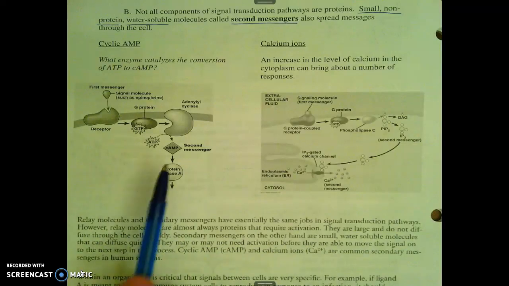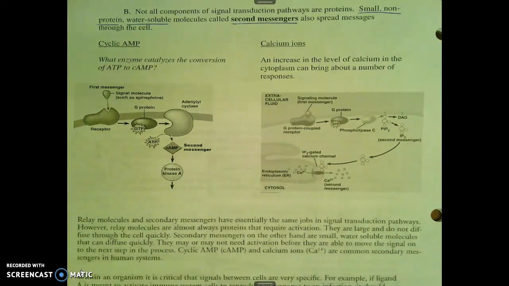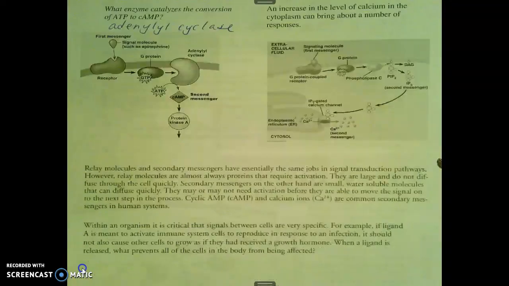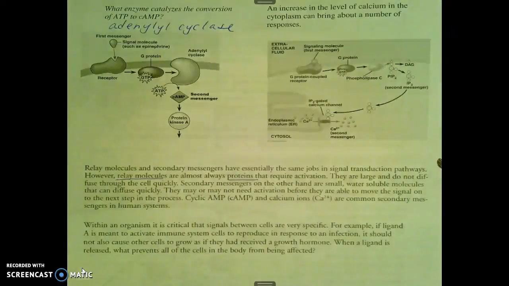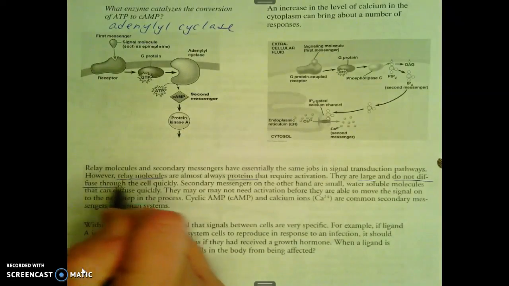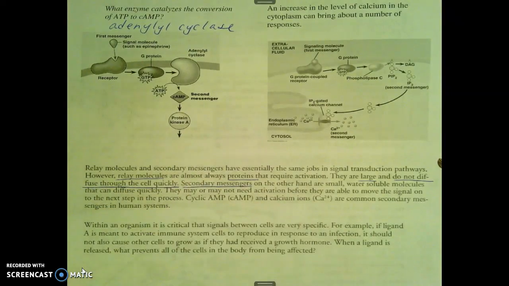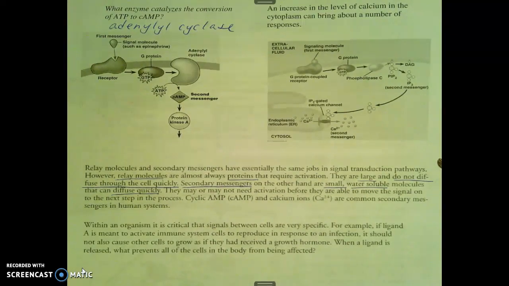These aren't proteins, but they do help spread these messages through the cell. In fact, we can notice that ATP is actually converted into this cyclic AMP, second messenger. Which enzyme is catalyzing that reaction? Good, adenylyl cyclase. So while proteins and second messengers both play the same role in a signal transduction pathway, the relay molecules, or proteins, are typically large and they don't really move easily through the cell. Second messengers, on the other hand, are nice and small, they're water soluble, and they can diffuse quickly.